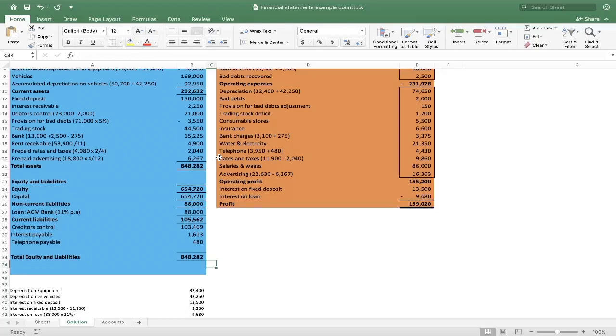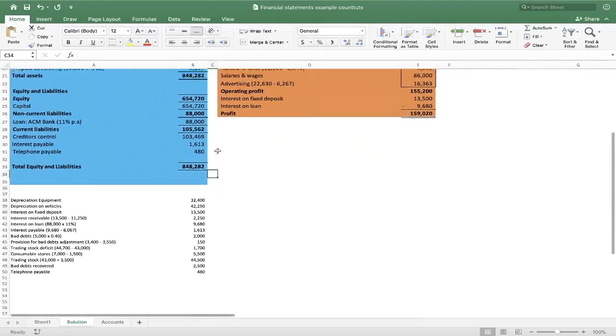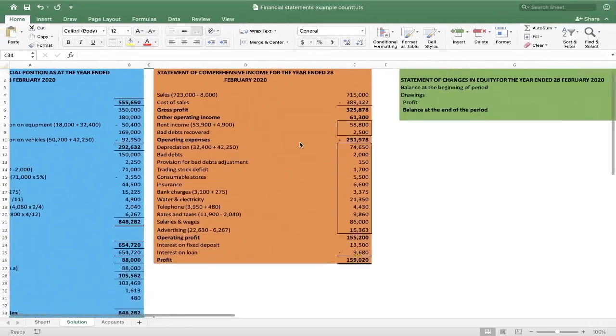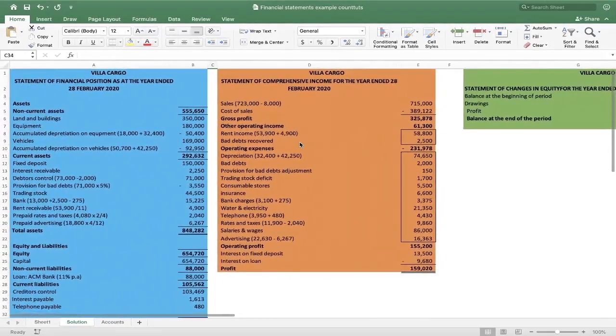That's how we do our statement of financial position, our statement of comprehensive income, and our statement of changes in equity using the pre-adjustment trial balance and additional information. You can do them one by one until you complete it, or you can do them at the same time, one after another, depending on the information that you are dealing with. And I hope it has made sense.